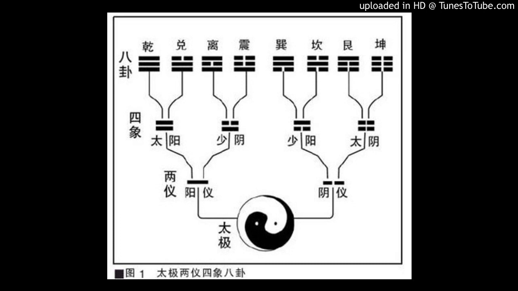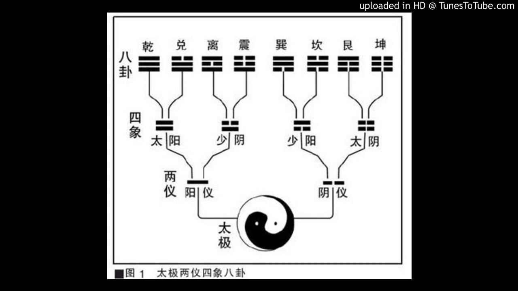Okay, now let's see the figure again. These four images will evolve into 8 trigrams. These 8 trigrams were invented by the legendary ancestor of China, Fu Xi. We go from 1 to 8, okay? First, we look at 太阳. 太阳 is one of the 4 images, okay?